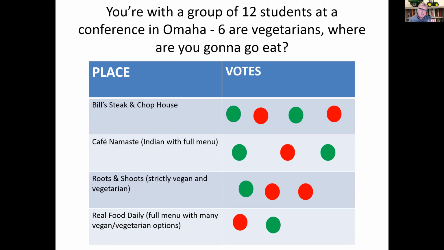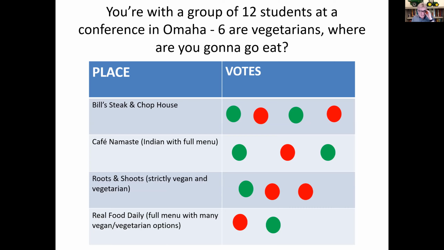You do a quick count. You ask, does anybody have any special needs? We're all going to go out to eat. Right away, of the 12 people, 6 people, half of the group, are vegetarians. Now, you've done some homework and you've got a list of potential restaurants. You've got Bill's Steak and Chop House, so people are really excited about that. You've got Cafe Namaste, which is an Indian restaurant that's got a full menu. It includes some vegetarian selections. Some people are super fired up about a restaurant that they heard about called Roots and Shoots. It's strictly vegan and a little bit of vegetarian.